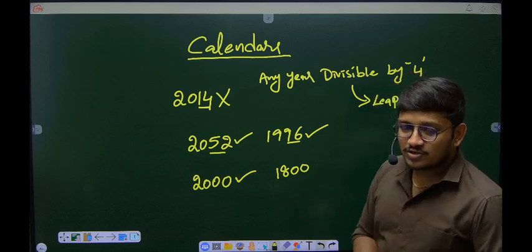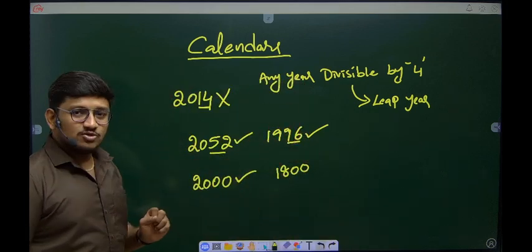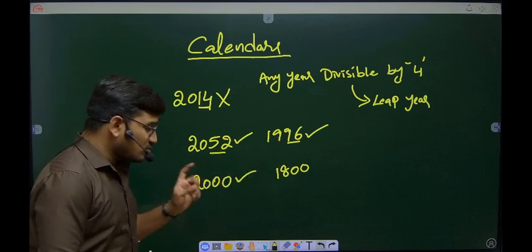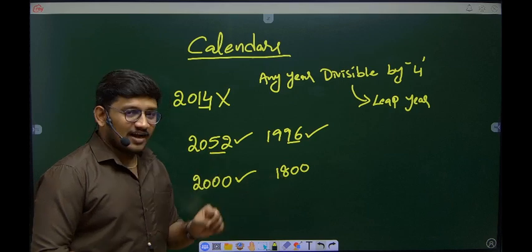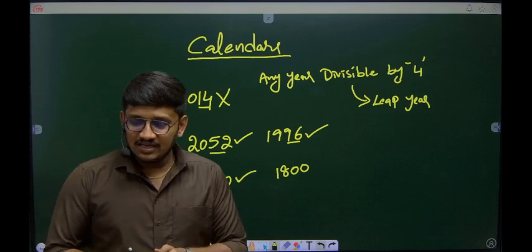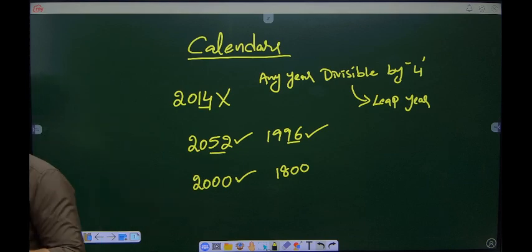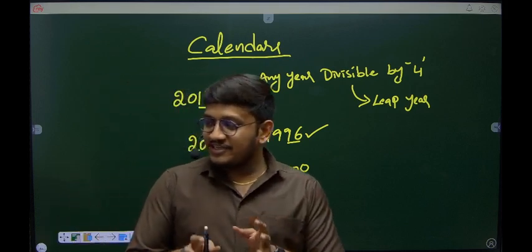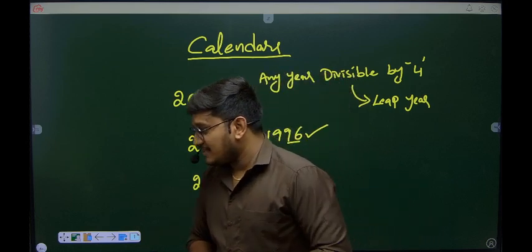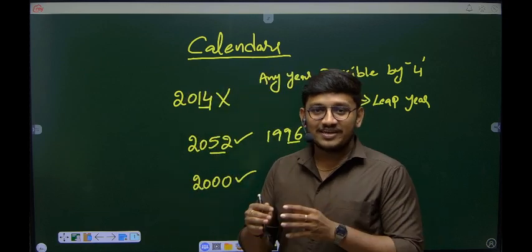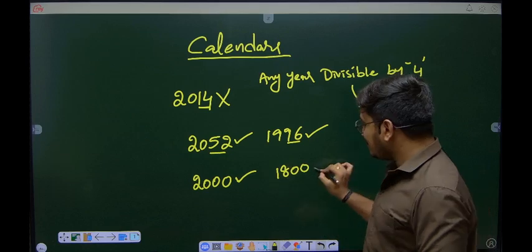Can you post answers in the chat box for 1800? You can see a few examples on the board. 2052 is a leap year, 1996 is a leap year, 2000 is also a leap year, 2014 is not a leap year because it is not divisible by 4. What about 1800? 1800 is divisible by 4. But can you post whether it is a leap year or not? I'm getting a few answers in combination. A few are posting it as a leap year and a few as not a leap year. But the majority of answers I got say it is not a leap year. Very good, so smart. So 1800 is not a leap year.